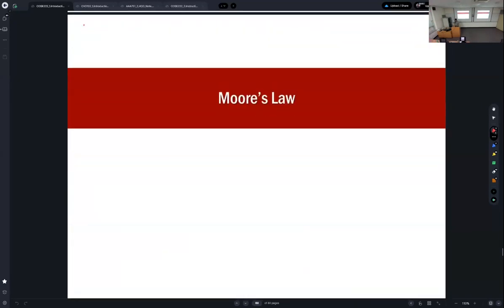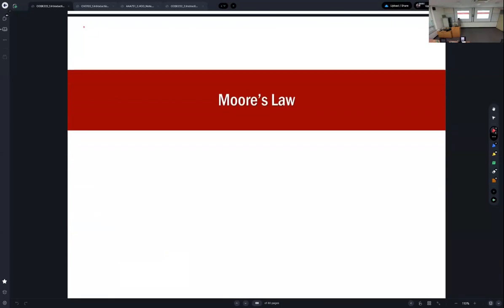And now, in this class, I will briefly introduce Moore's law. Moore's law is a very important law in the CPU industry, or chip industry. And then I will briefly explain the instruction set architecture of a computer system. Okay, so what is Moore's law?